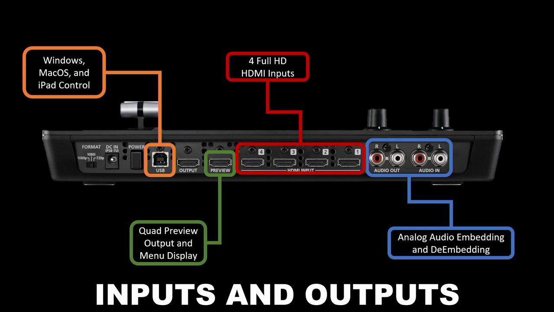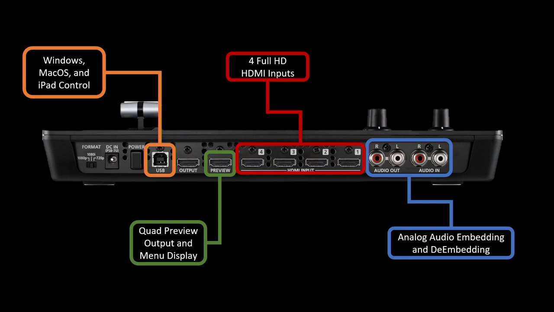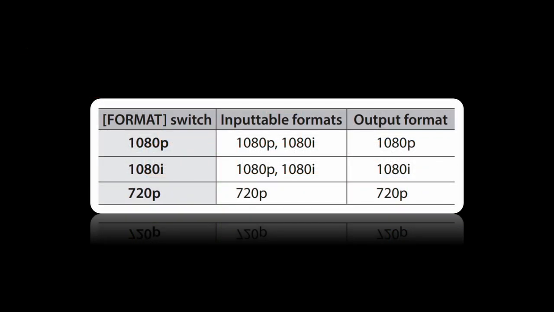Four HDMI inputs. And these are all based on the format switch all the way to the left. There's a three position switch. If you're outputting 1080p or 1080i, your sources can be 1080p and 1080i. So it will cross convert, but it will not up or down convert. So if you have it set to 720p, your sources need to be 720p resolution as well.